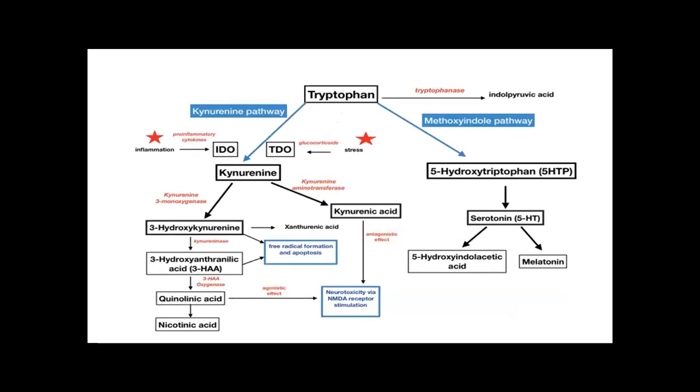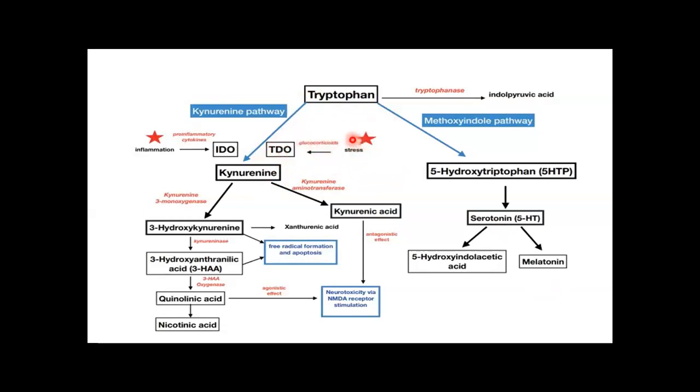Immune kynurenine pathway. Tryptophan is an amino acid which assumes a crucial function in the gut-brain axis by serving as a precursor molecule for serotonin. Over 90% of the tryptophan is converted into kynurenine, and this process is facilitated by the enzymes indoleamine 2,3-dioxygenase and tryptophan 2,3-dioxygenase.